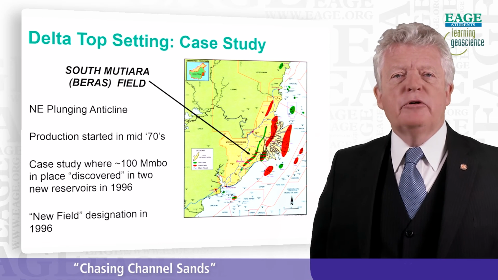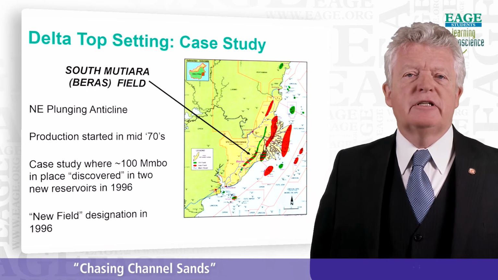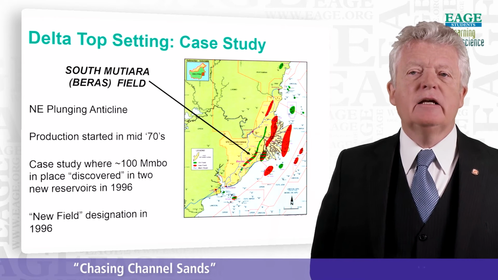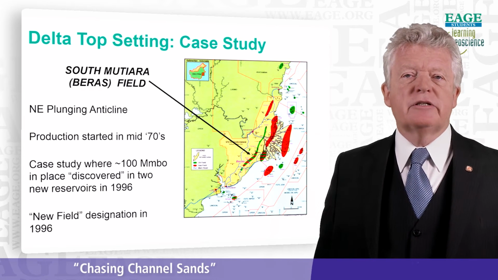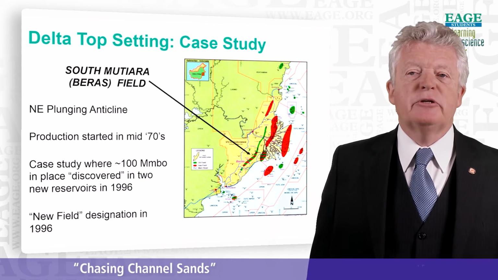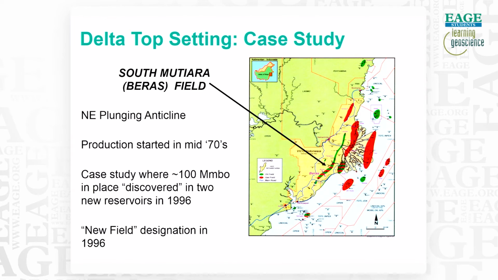I'd like to now move further up on the top of the delta and look at a case study from Kalimantan. This is the Mutiara field, and after the study I'm going to be talking about it, it was given a new classification and renamed the Barras field. It's a northeast plunging anticline. It's a surface feature. You can actually see the trap from location. The production started in the 1970s.